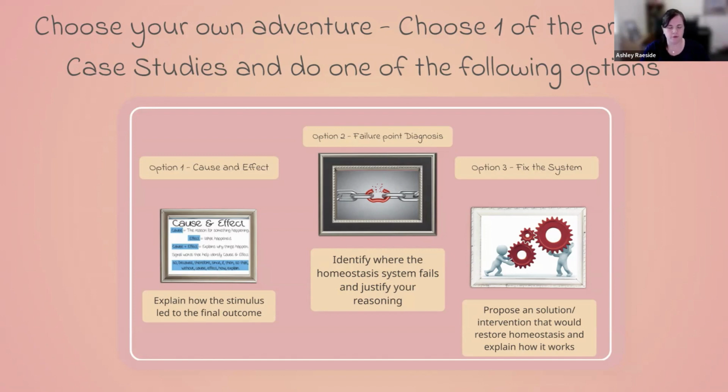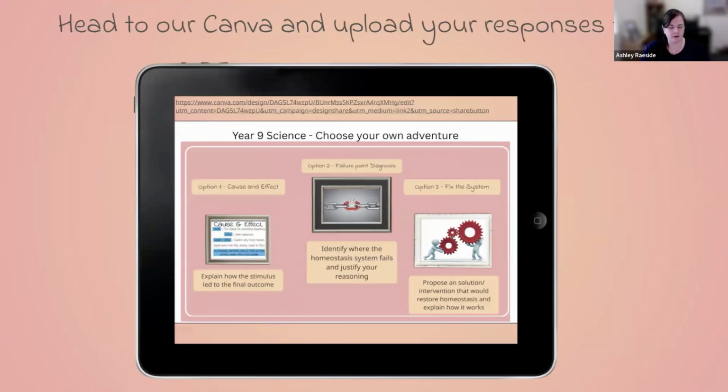Okay, so the first thing you need to do is choose one of the 3 case studies to do. Then you're going to choose one of these 3 options. So take about 15 minutes. I want you to go onto our Canva by using this link, and you'll see this slide to start with. And then you're going to make a new slide underneath, tell me what your case study is, tell me what option you're doing, and then answer the questions. So I'm looking forward to seeing those answers now. So press pause now and I'll see you soon.